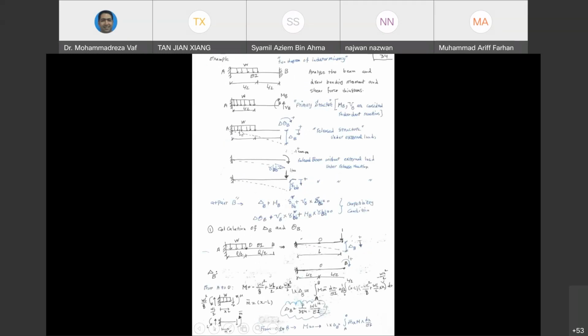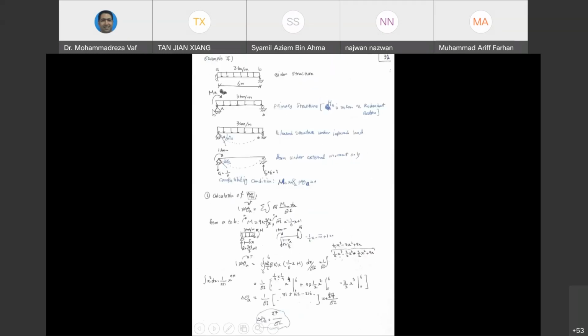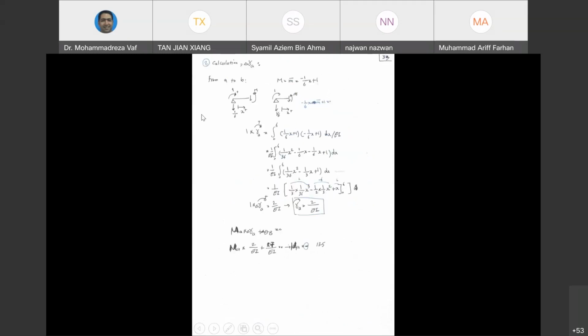So if you know how much is MA, your structure can be easily analyzed because you have only 3 support reactions that we don't know. And you can get the same bending moment and shear force diagram.